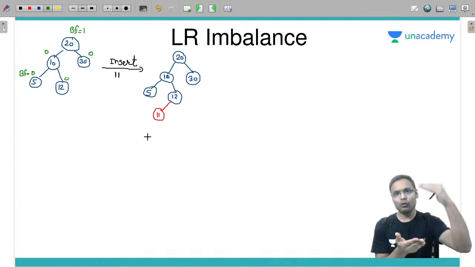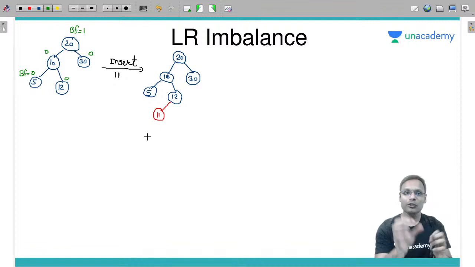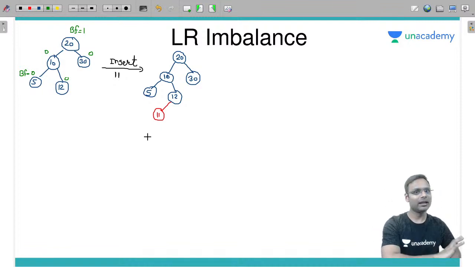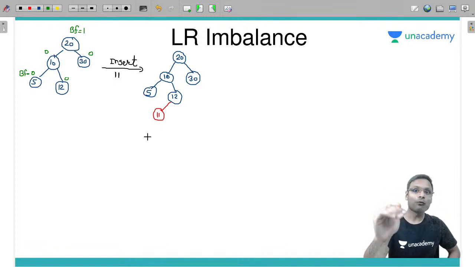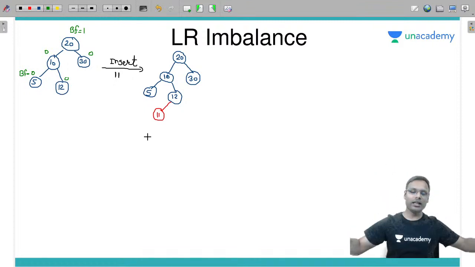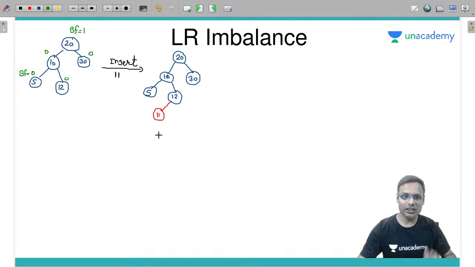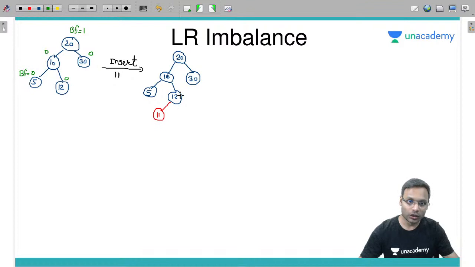If not, then go up. If not, then go up. Wherever you find the first imbalance, eliminate it. If you don't find any imbalance till you reach the root, then no problem, the tree does not have any imbalance. So in this particular case, 11's parent at 12, I am going to check if we have imbalance here or not.